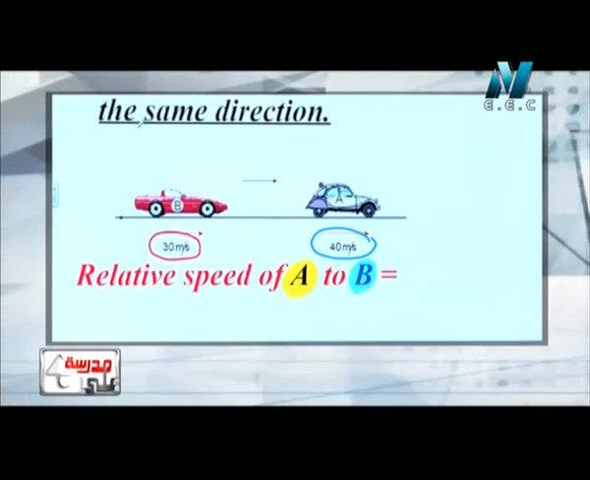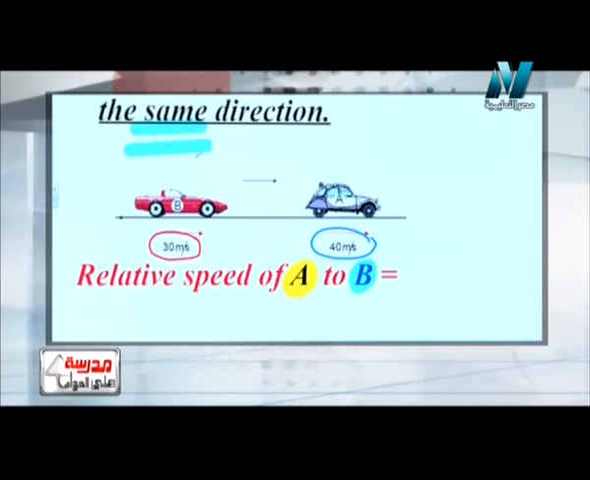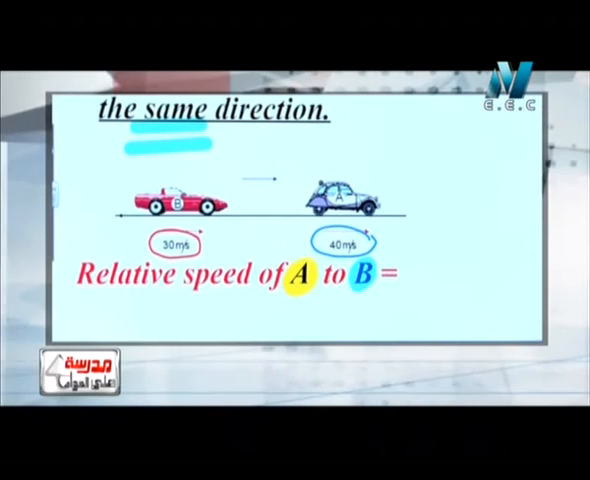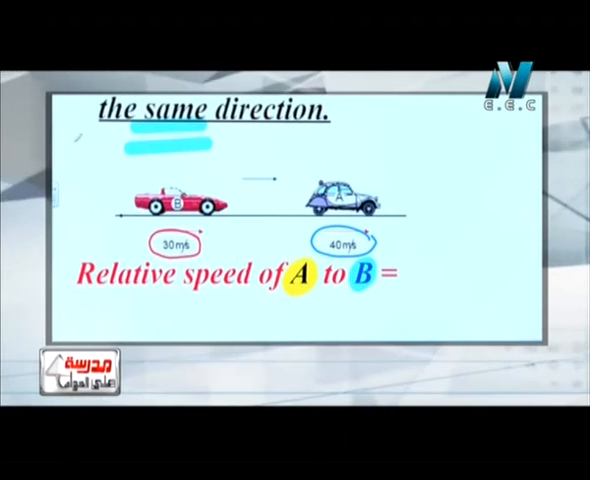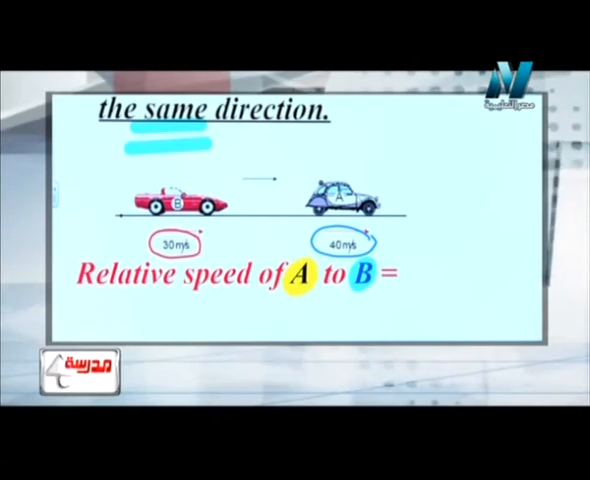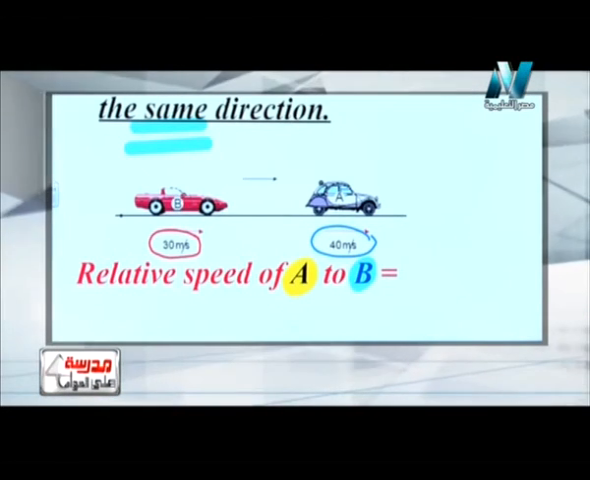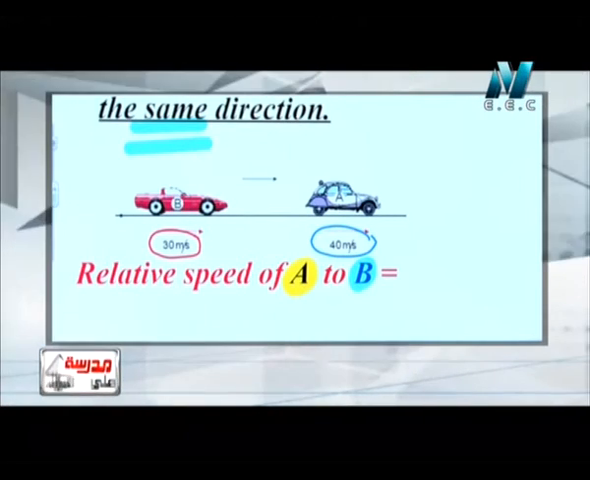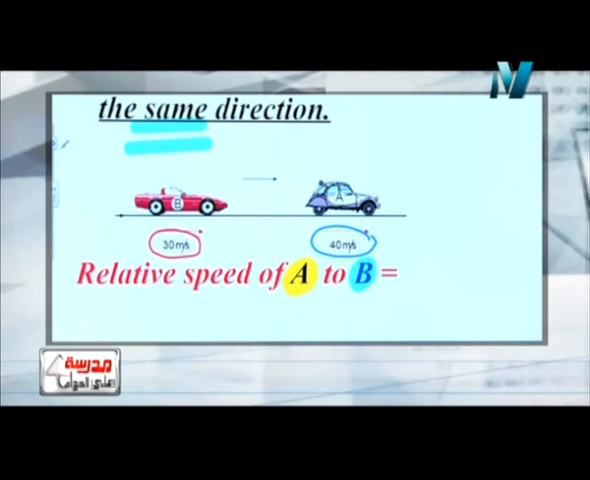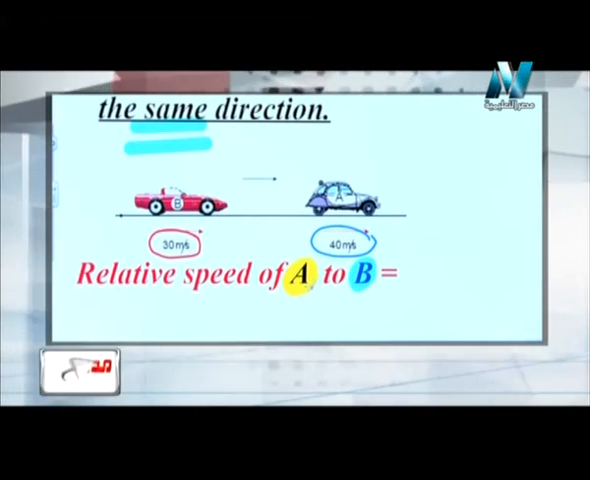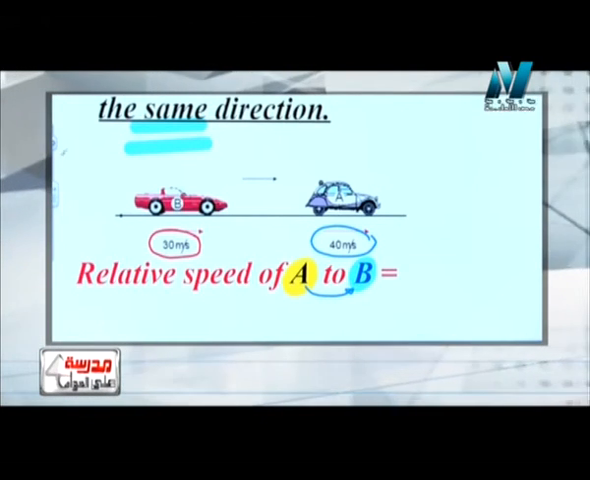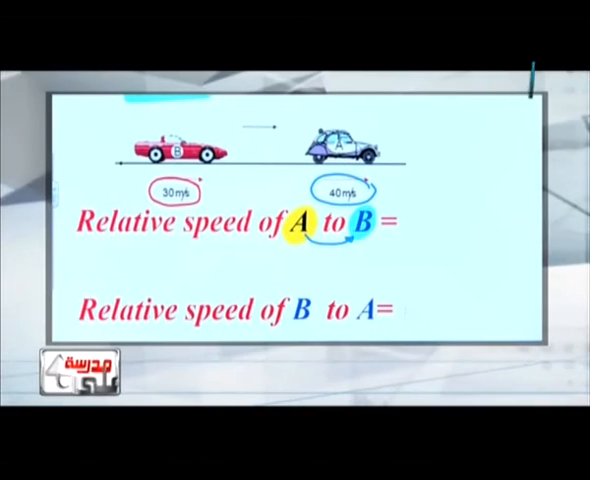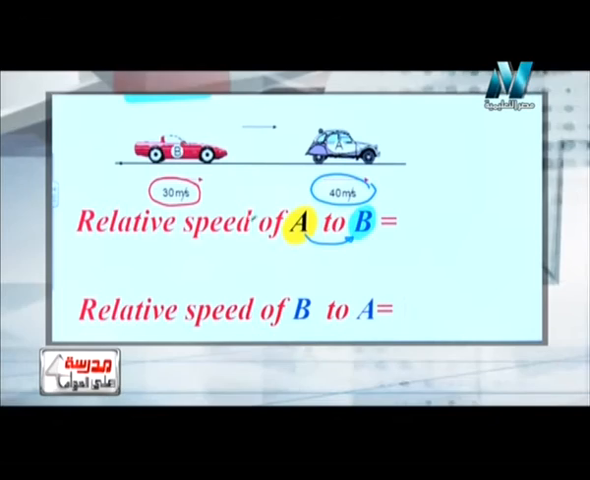Pay attention, it's the same direction. How can we calculate the relative speed in this case? If the two objects move in the same direction, we just put a minus between the two values. هنحط علامة minus ما بينهم. We will subtract, هنطرح, one car's speed from the other. How come? We will see now. هنشوفها دلوقتي. In this case we will calculate the relative speed of A to B.